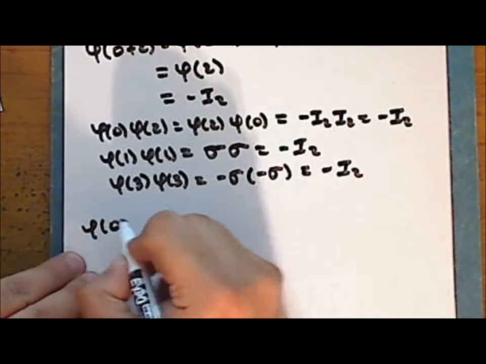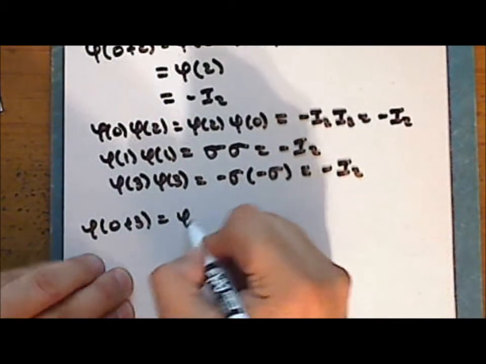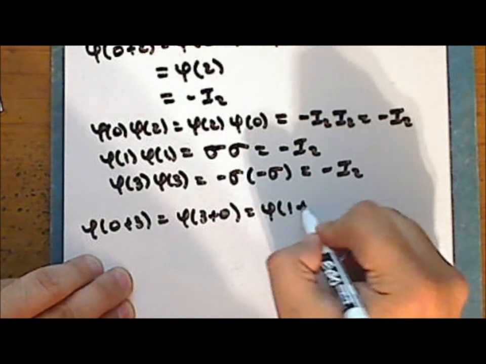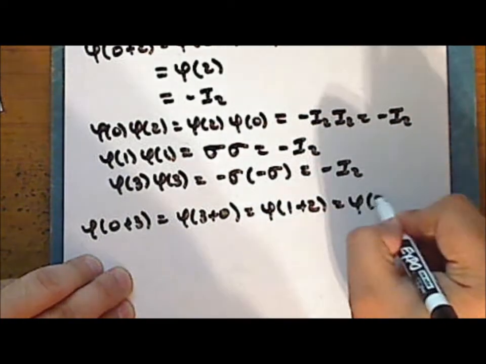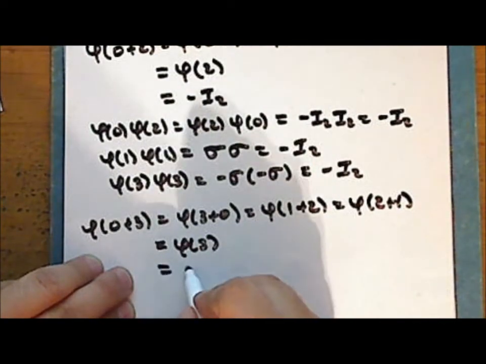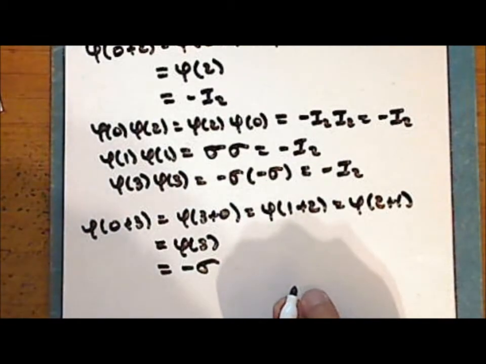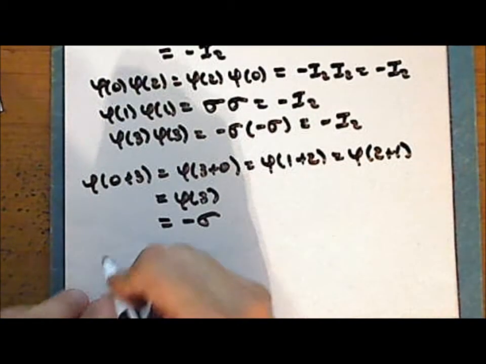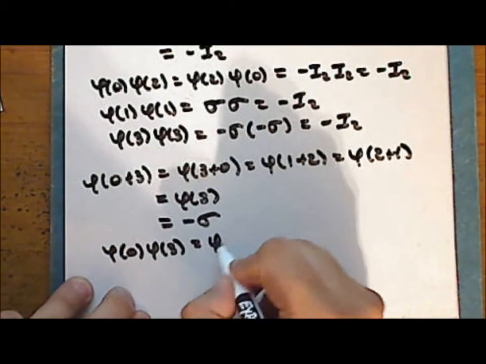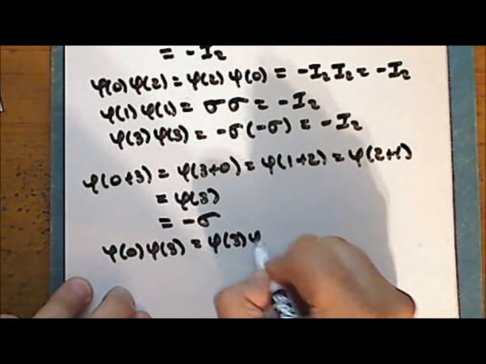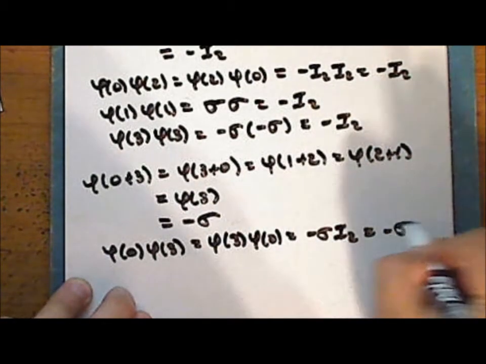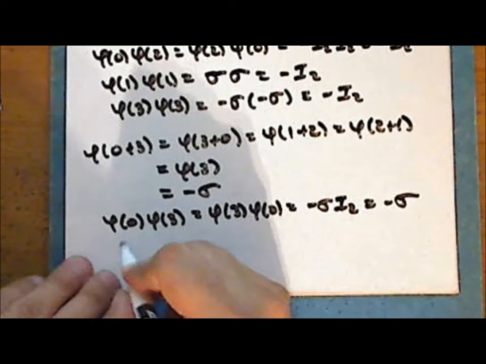Now phi of 0 plus 3 is the same as phi of 3 plus 0, and this is the same as phi of 1 plus 2, which is the same as phi of 2 plus 1, all of which is the same as phi of 3, and phi of 3 is negative sigma. Phi of 0 times phi of 3 is the same as phi of 3 times phi of 0, which is negative sigma times identity, which is negative sigma.